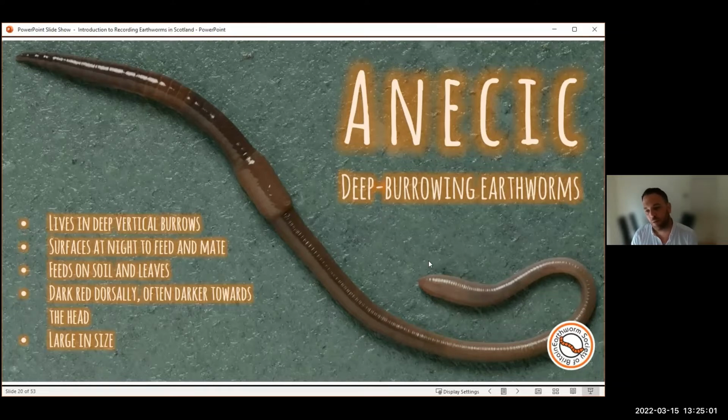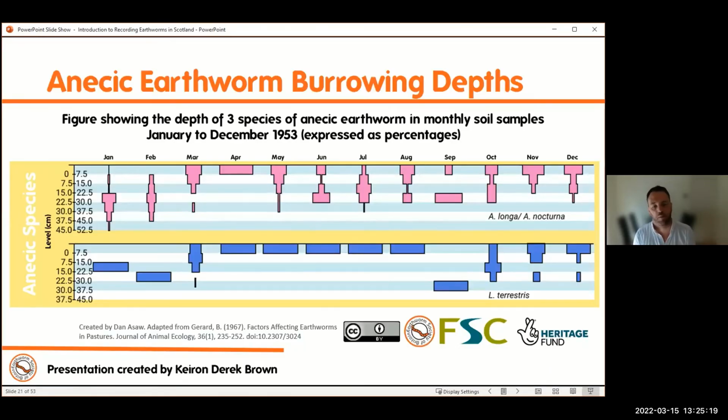The Anecic earthworms also have this behavior where they can flatten their tail into a paddle shape, and that's because they use that to anchor themselves into their burrows while they're out feeding or mating. So if they get disturbed by a predator, they can quickly withdraw back into their burrow. So that's our Anecic earthworm. So how deep do Anecic earthworms burrow?